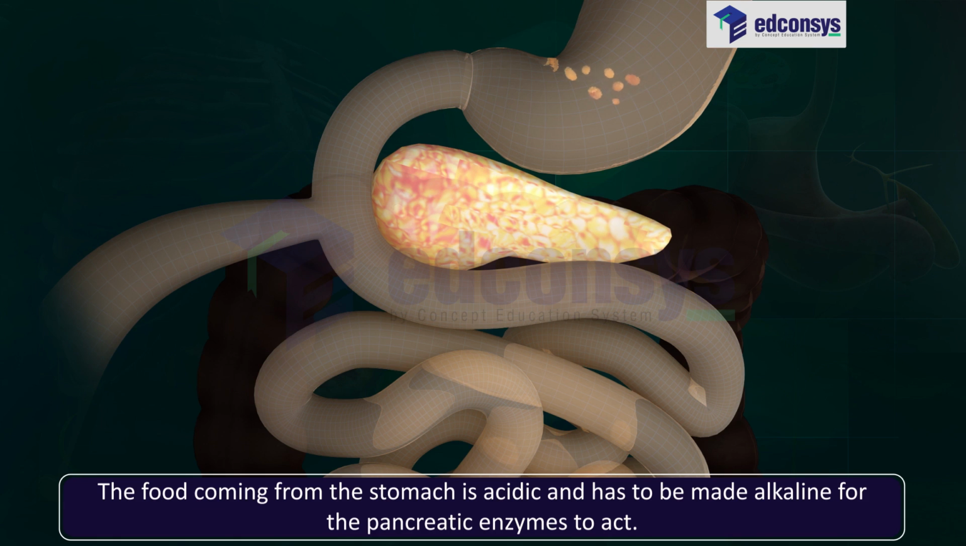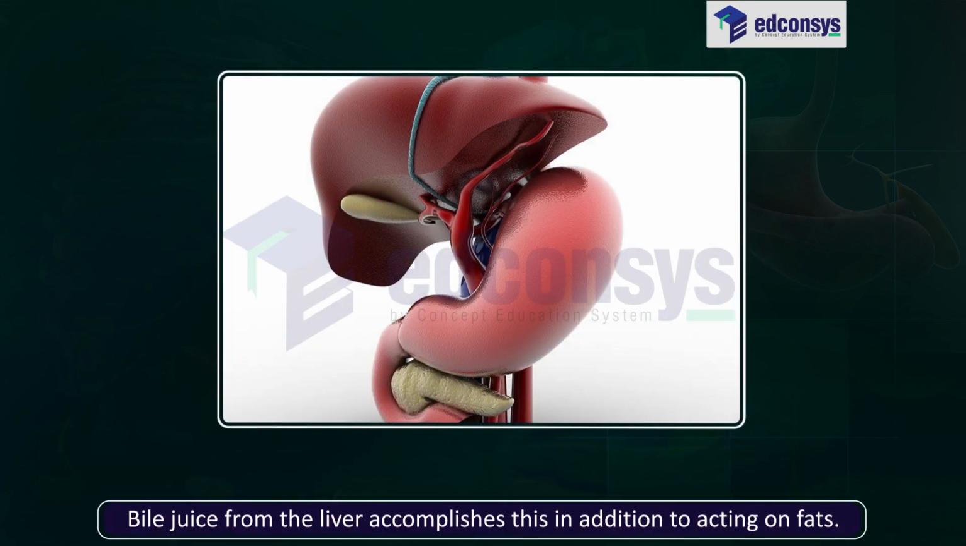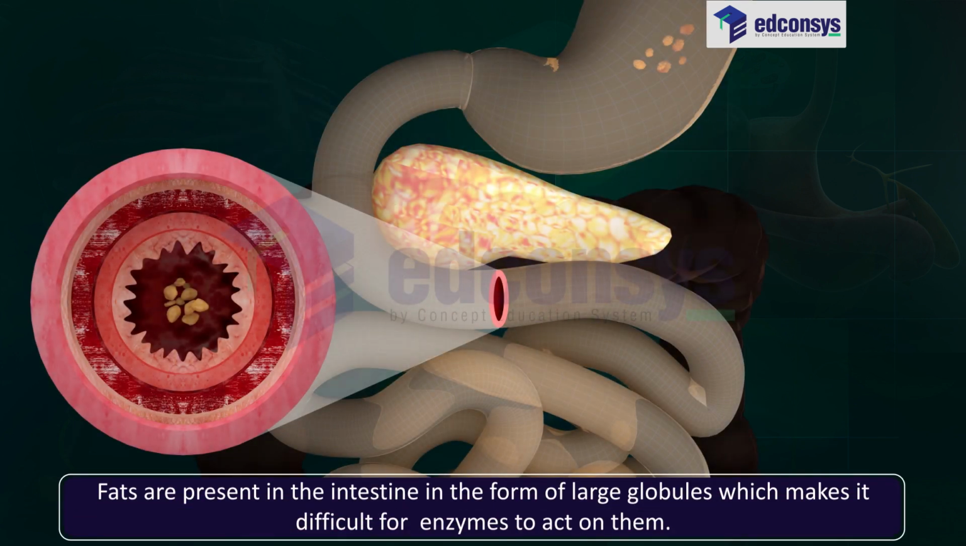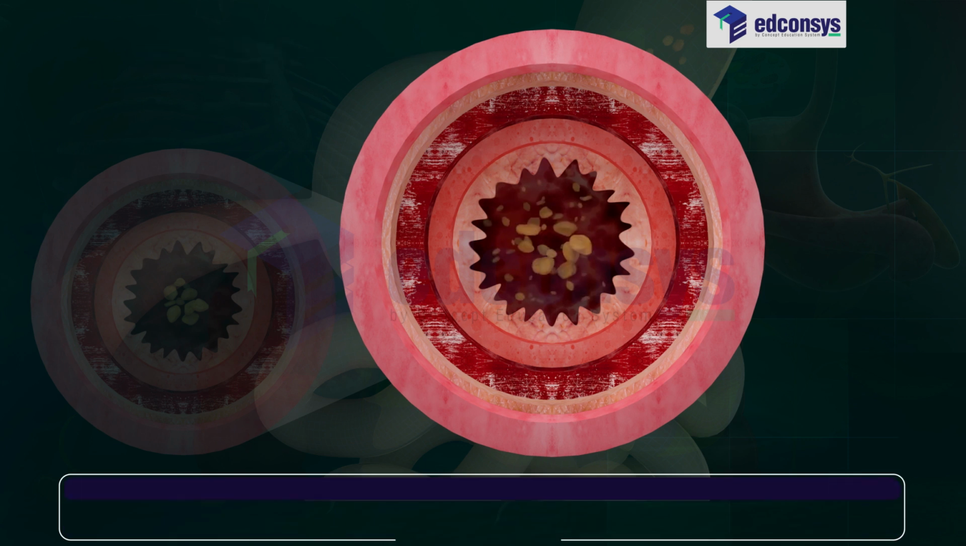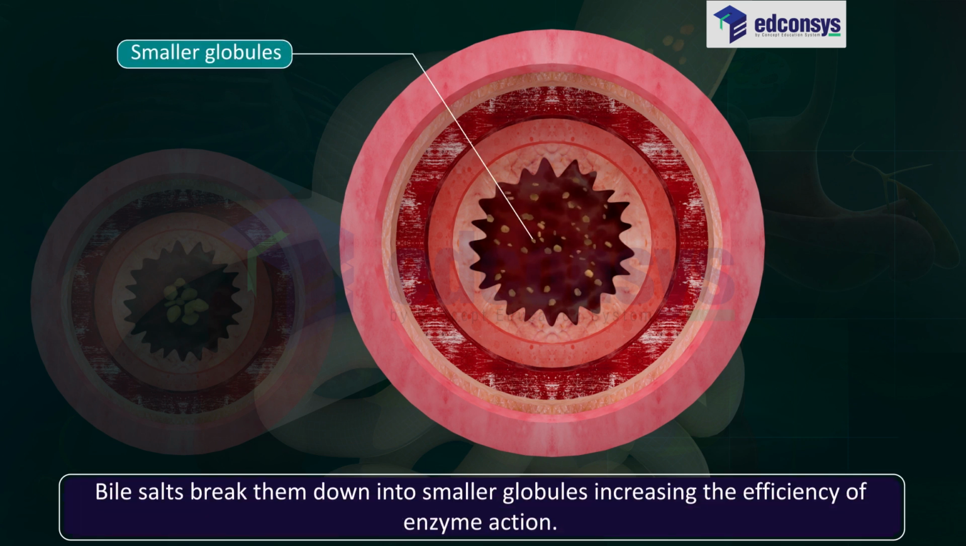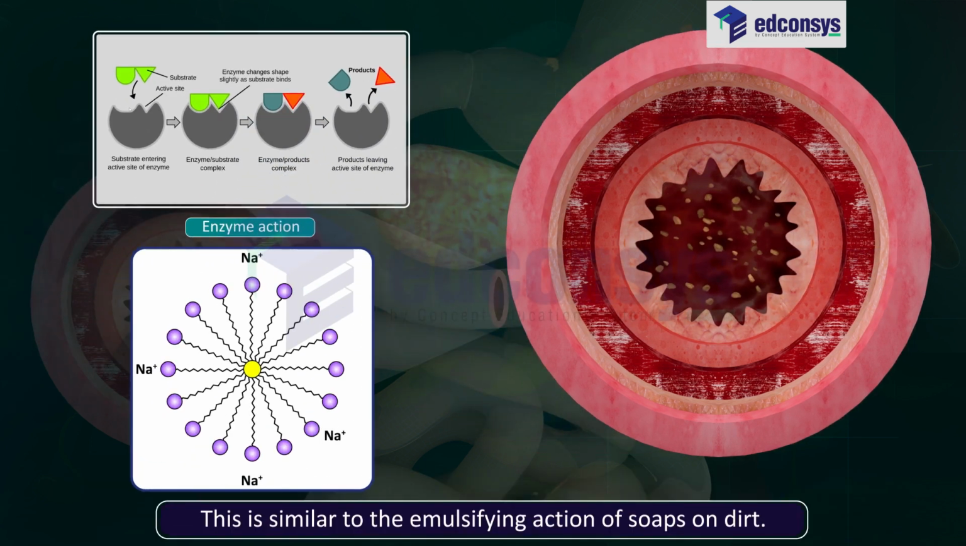The food coming from the stomach is acidic and has to be made alkaline for the pancreatic enzymes to act. Bile juice from the liver accomplishes this in addition to acting on fats. Fats are present in the intestine in the form of large globules which make it difficult for enzymes to act on them. Bile salts break them down into smaller globules, increasing the efficiency of enzyme action. This is similar to the emulsifying action of soaps on dirt.